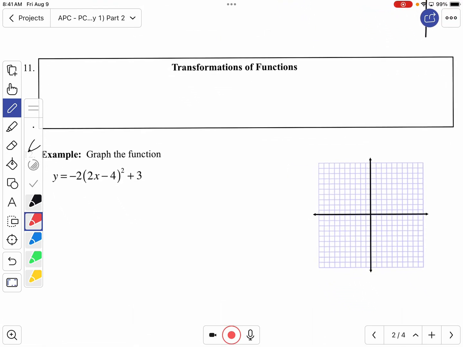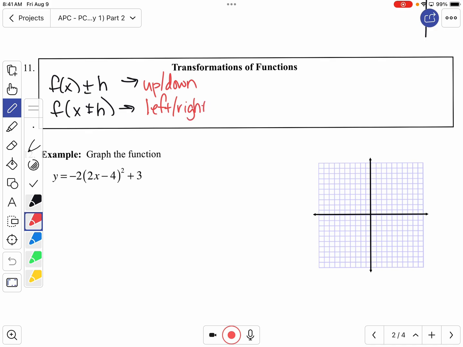Transformations. If we want to move a graph around, do all the things. If I do a function and I add or subtract a number at the end, how does that move it? Up or down. If I add or subtract a number inside with x, left and right. And remember, that's an opposite. Whatever's in there, we do the opposite.